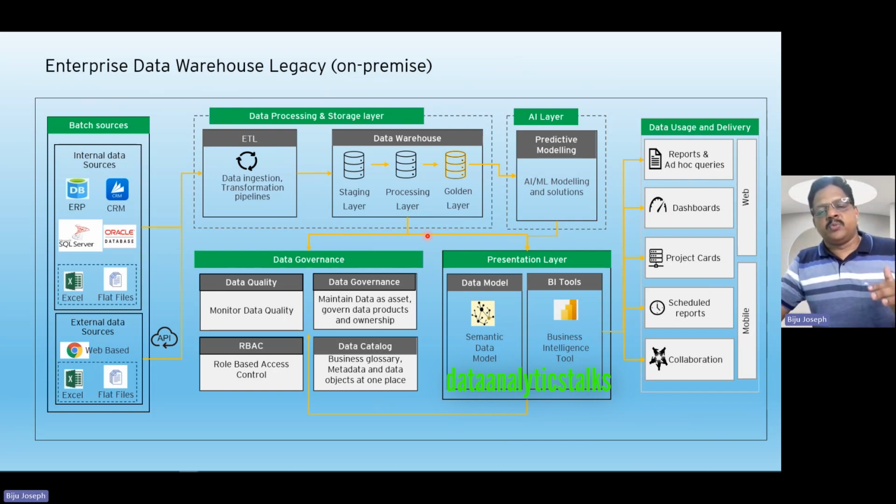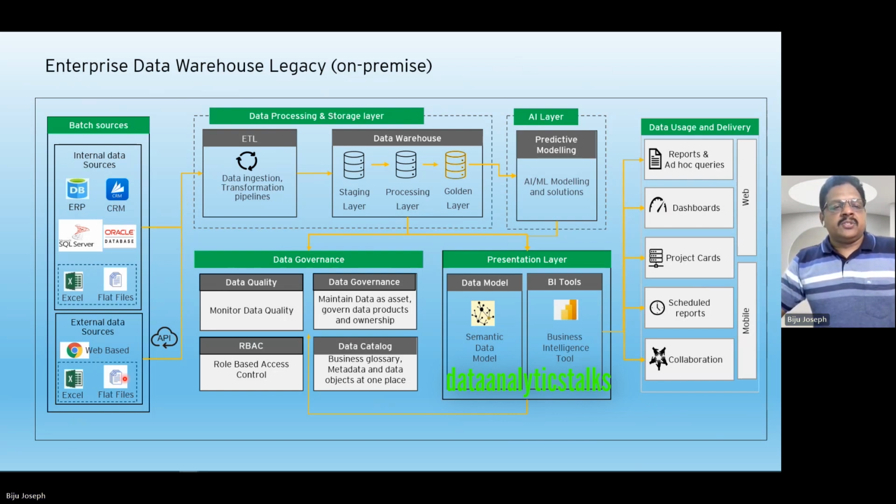So these legacy systems were typically on-premises. What do you mean by on-premise? They are all set up within the company or organization's data center. They were designed to handle structured data from various operational systems within the organization. If you look at the sources, you see all structured data. It could be SQL, it could be Oracle, it could be Excel, but they are all structured data. They don't have any unstructured data management system.